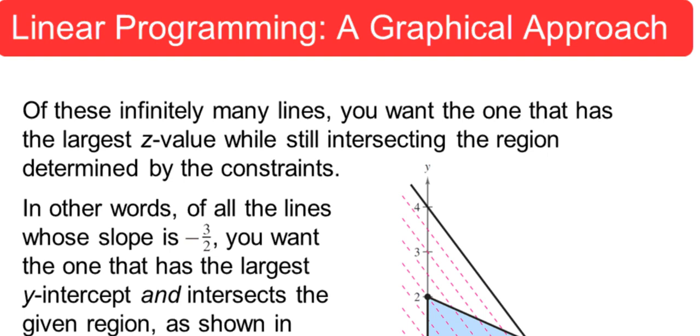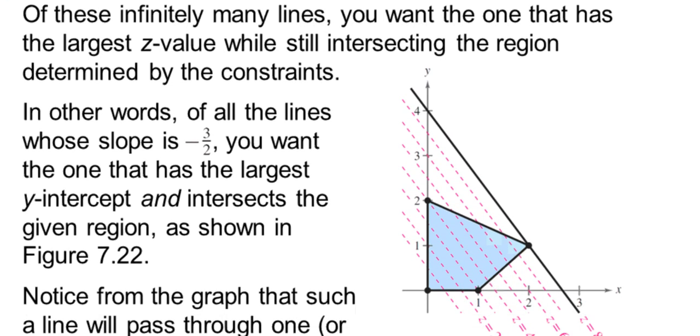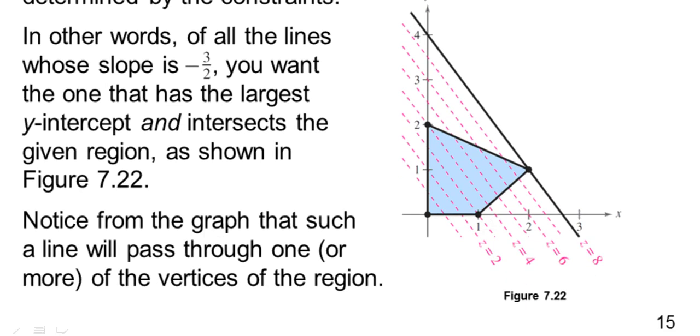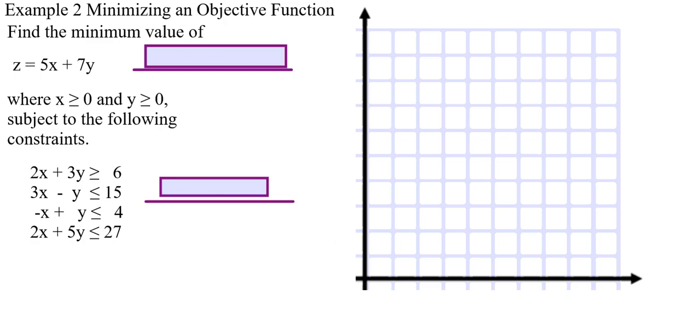So then I have this other picture, and this is just to get an overview of this. There are infinitely many lines that we can have that have that slope of negative 3 halves, and you can see them going over and over that page, and notice that the graph passes through one or more vertices of the region as we go. And so that just gives you a little overview of that.